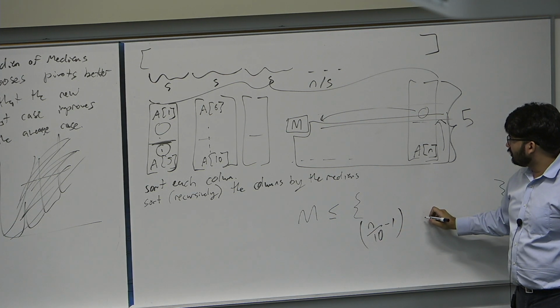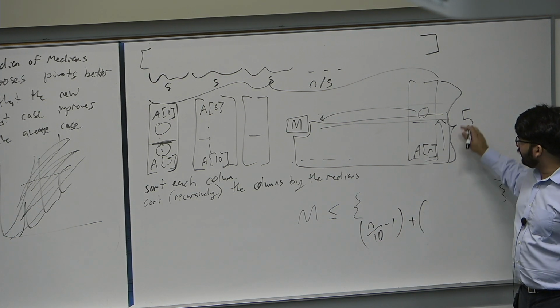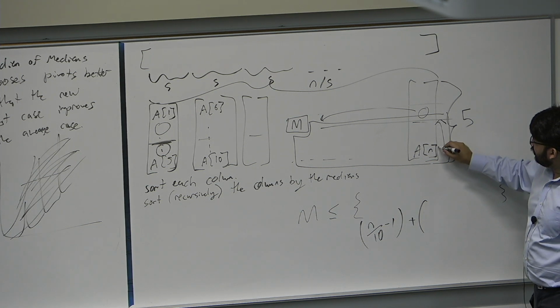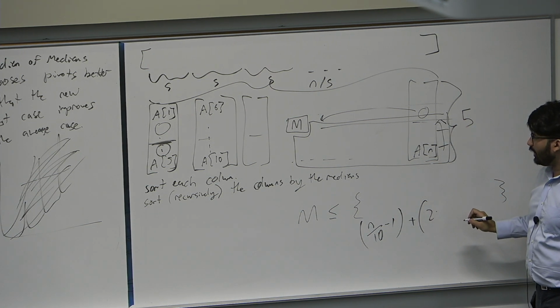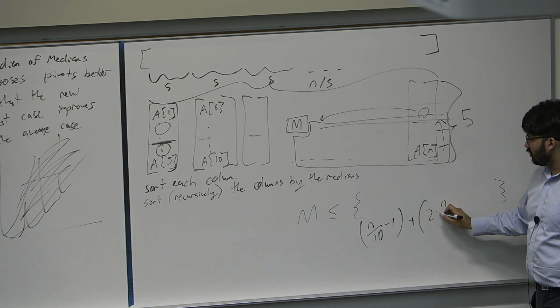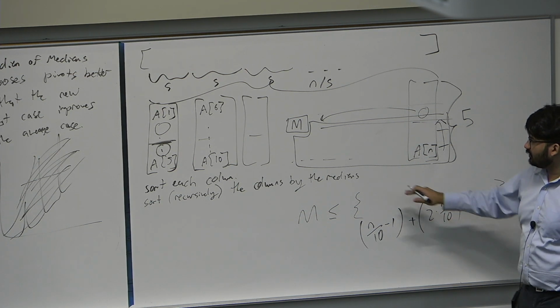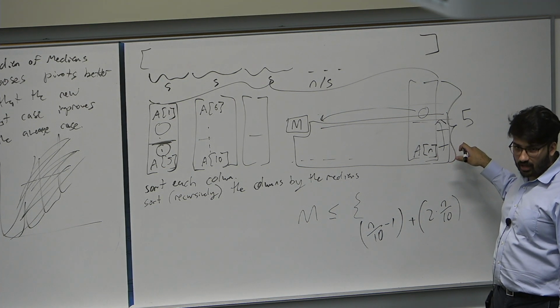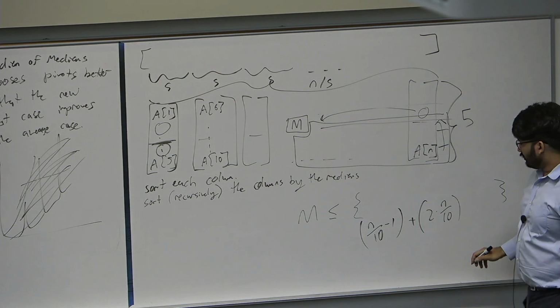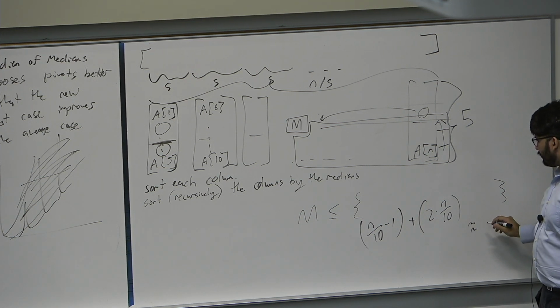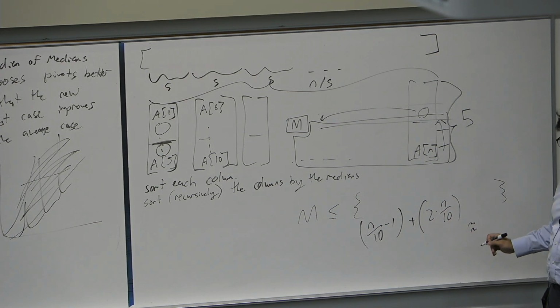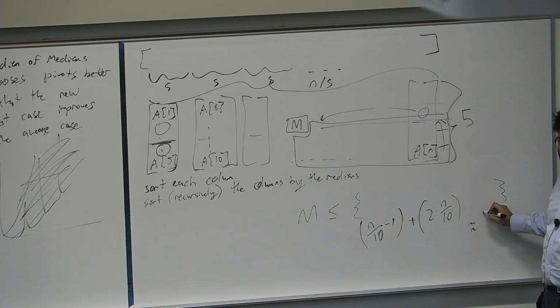Times, plus the area of this, which is approximately 2 columns. So it's going to be 2 times what? n over 10 as well, right? n over 5, half of those. And again, what if it's not a multiple of 10 and so on? It's approximately what, though? 3n over 10. Yeah.